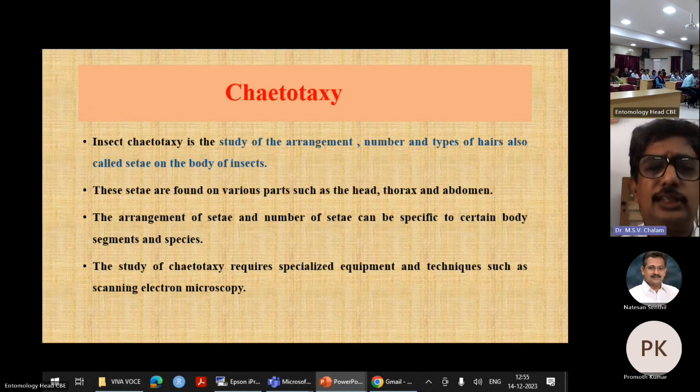Insect chaetotaxy is nothing but a study of the arrangement, number and types of seta on various parts of the body. Generally, the seta are observed on the head, thorax as well as the abdomen. The arrangement of seta is very specific to a particular species or a particular family. For the study of chaetotaxy, we require specialized equipment, maybe microscopes or even SEM. Next one, please.